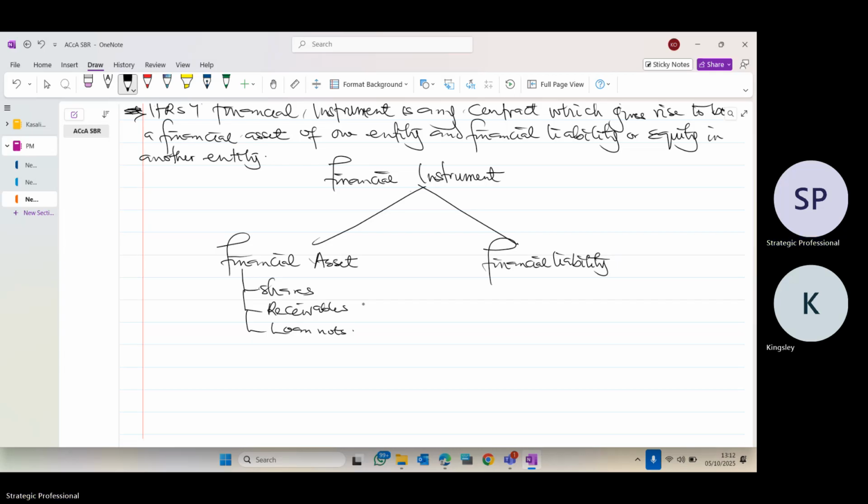Prepayment is not part of financial assets. It is just a contractual right pertaining to non-financial assets. And for financial liability, it can also be a share. It can be a loan, let's say loan notes, etc.